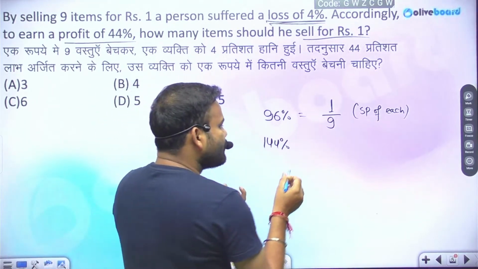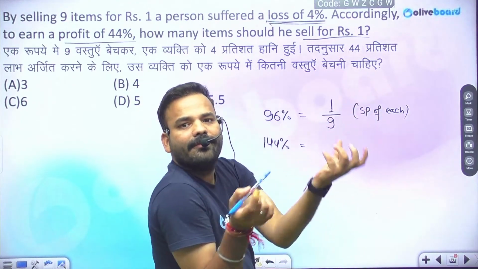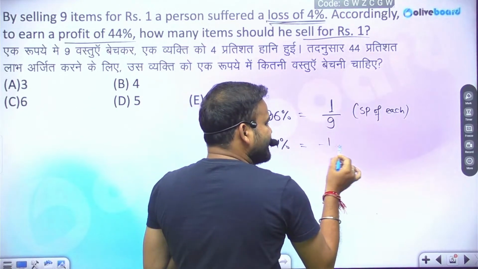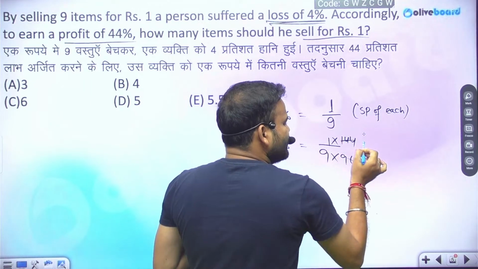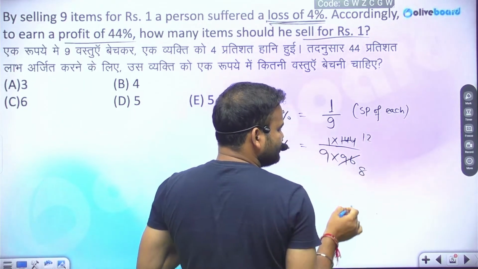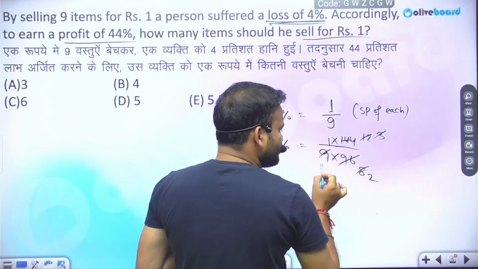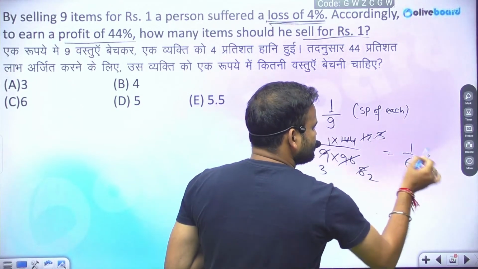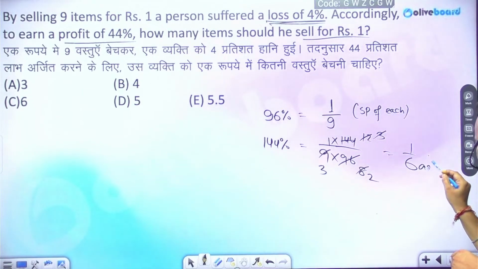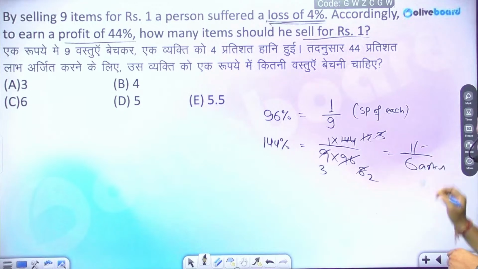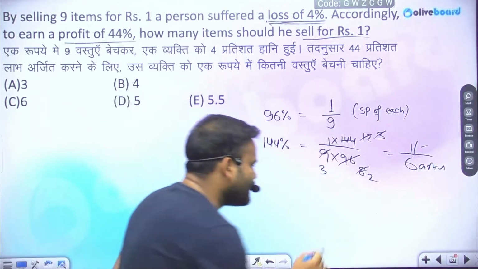So what is 144%? Let's see. I'm increasing the selling price. Increase your selling price, you will be making a profit. This is 1 by 9, 96, and this is 144. 12 times of 12, and this is 12 times of 8. 4 times of 2, and this is 4 times of 3. And 3 times of what? 3. So 1 by 6. So the moment he sells 6 articles for rupees 1, he will be making a profit of what? 44%. So the answer will be 6 articles.